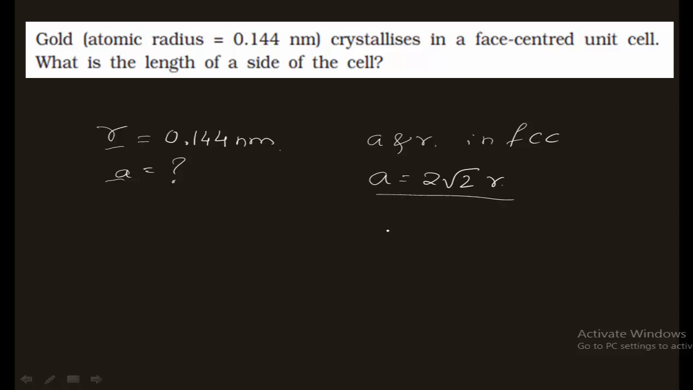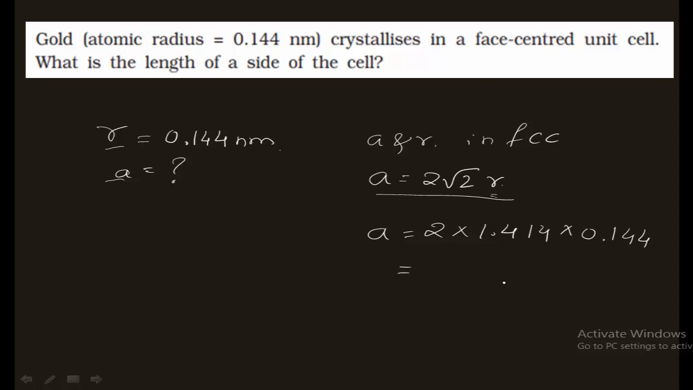Now substitute the value of R here, that is radius. So 2 into root 2, that is 1.414 into 0.144. So how much we will get?